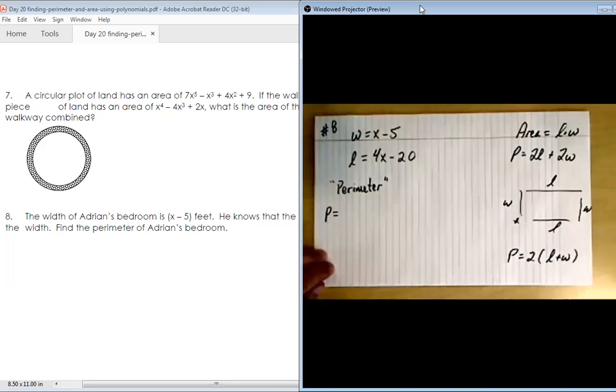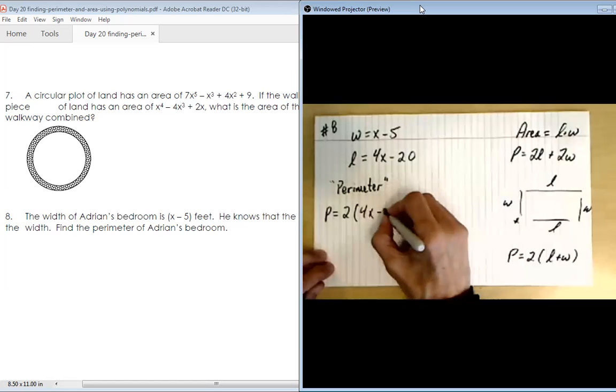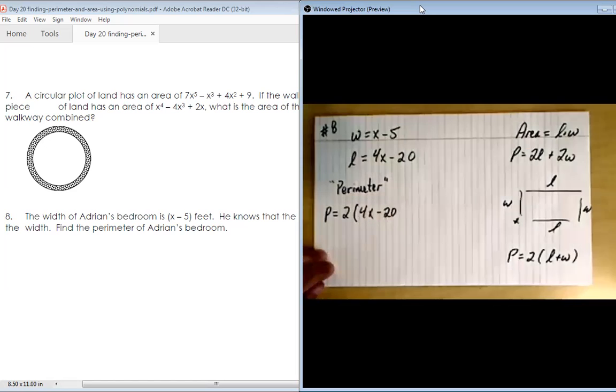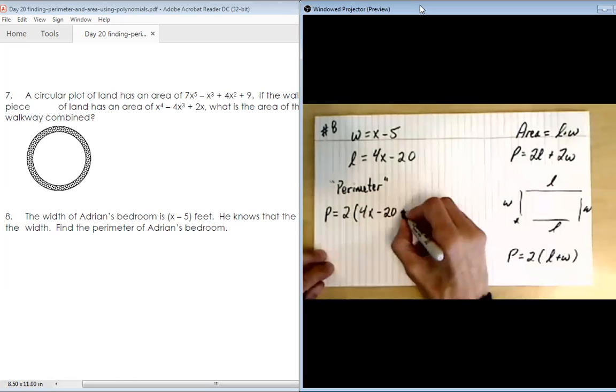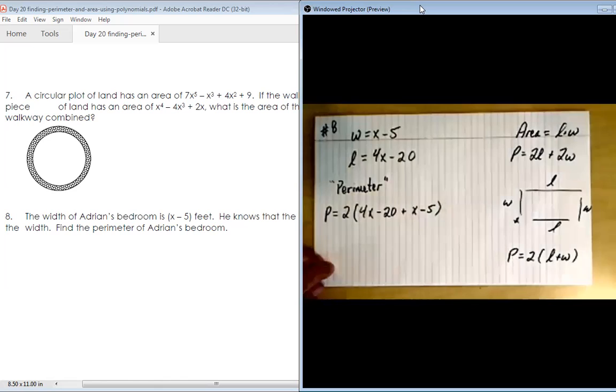So 2 times the length. Keep the order, just so it's clear when I see length. Oh yeah, it's 4x minus 20. Let me see width. X minus 5. We might have to pay attention to some brackets later on, but this is okay for now.